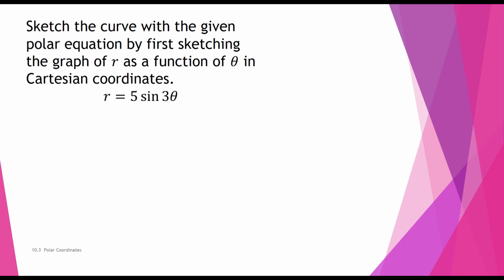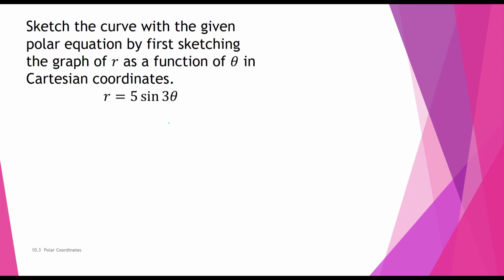In this problem, we need to sketch the curve with the polar equation r equals 5 times sine of 3 theta by sketching the graph of r as a function of theta in Cartesian coordinates. So for a moment, we'll forget all about polar coordinates and we'll just look at this as a function as if it were an x and a y.